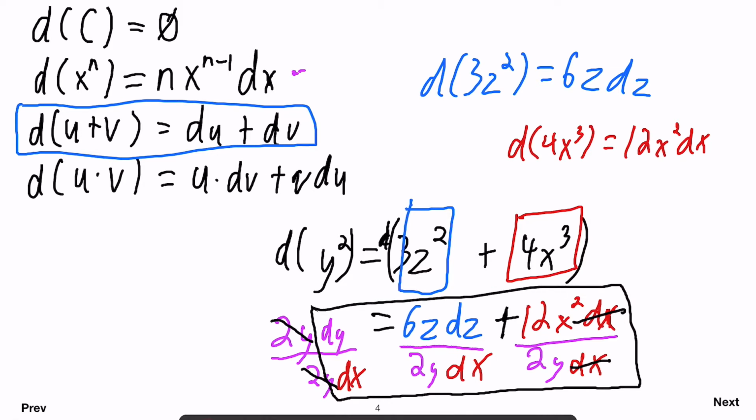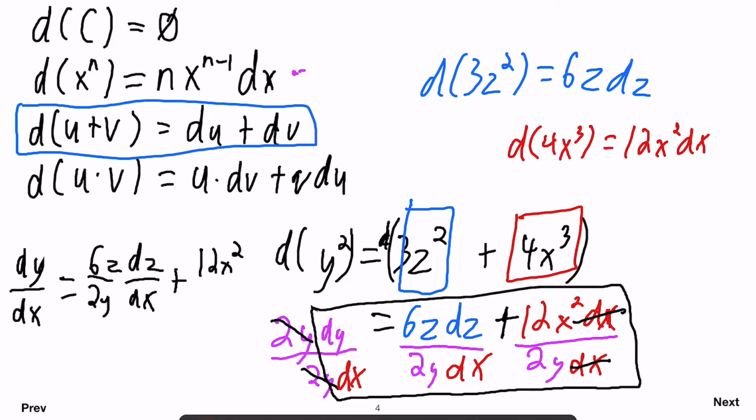Rewritten nicer, we can say dy over dx equals 6z dz over 2y dx plus 12x squared over 2y.